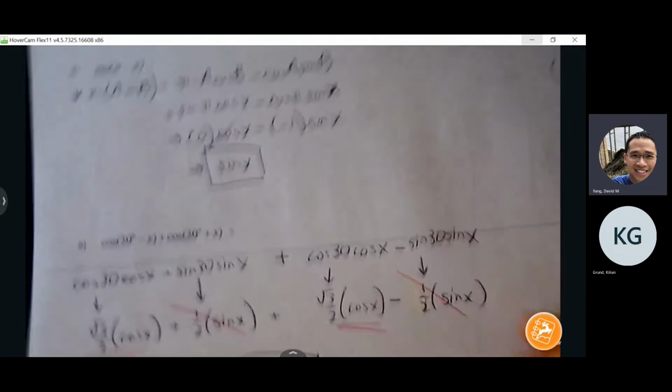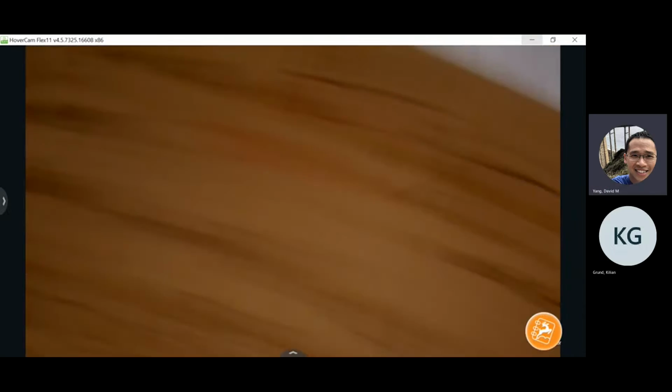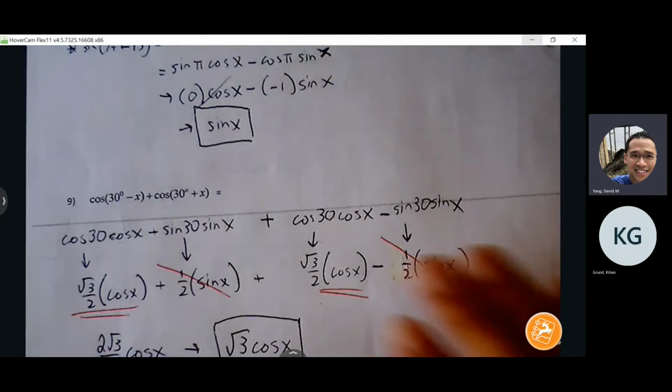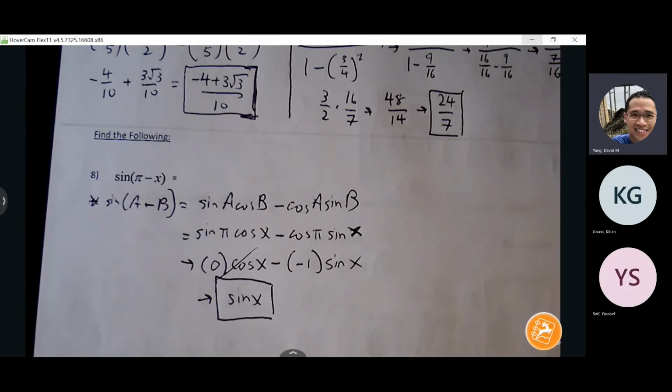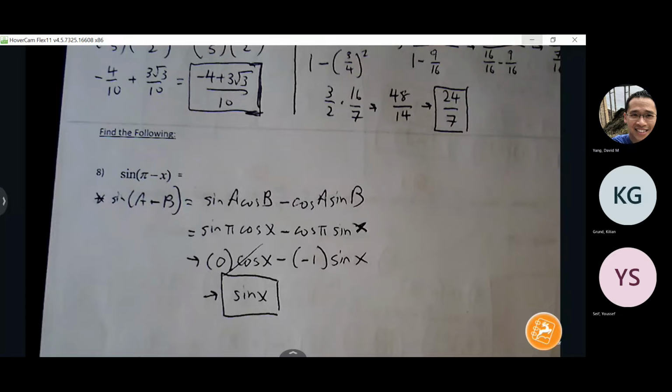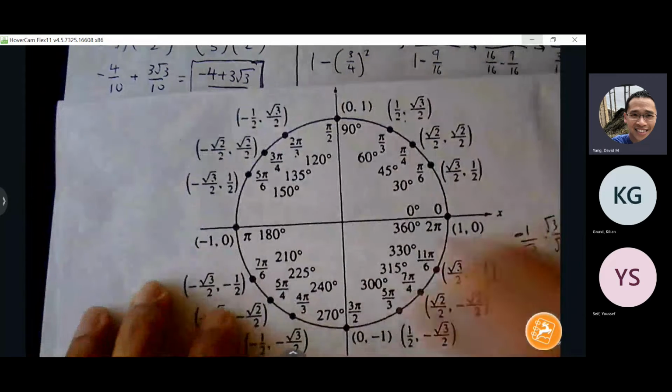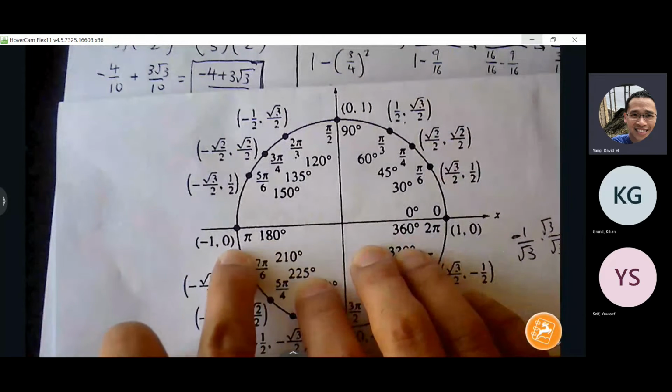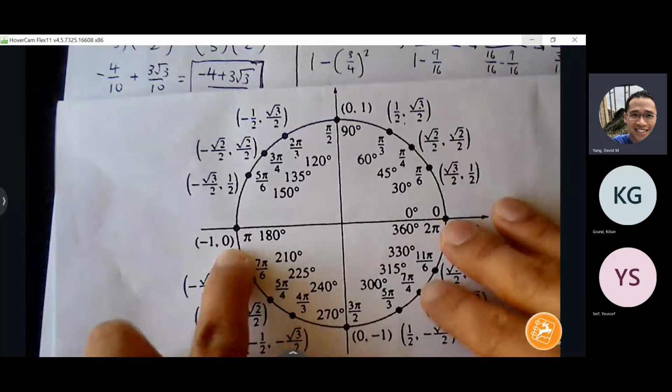Back over to number 8. I'm confused about where you got the 0 from. Right, so sine of pi is a unit circle value. So if you look at sine of pi here, you look at the y value.